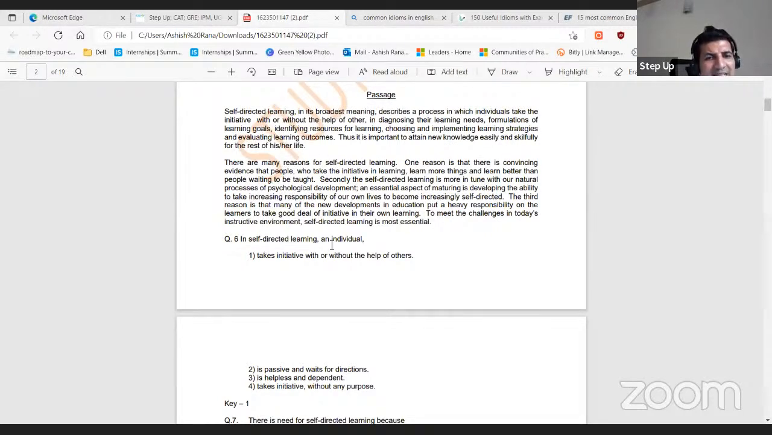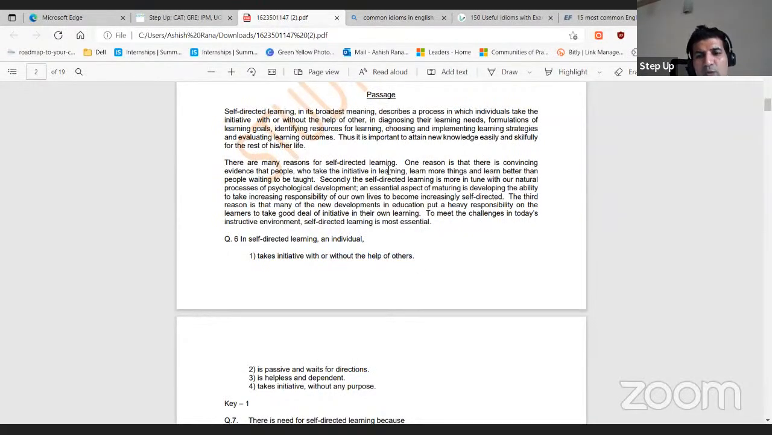In self-directed learning, an individual takes initiative with or without the help of others. Okay, is passive and waits for directions? No, that is not self-directed learning. Is helpless and dependent? I don't think so, right? Takes initiatives without any purpose. See, this line is to fool you, right? When did he say that you take initiative without purpose? Randomly you'll start reading something? No, you take control of your life, you realize what is important, so you take initiative with or without the help of others. So if you see here, first line, self-directed learning describes a process in which individuals take the initiative with or without the help of others. So it is the first sentence that is correct.